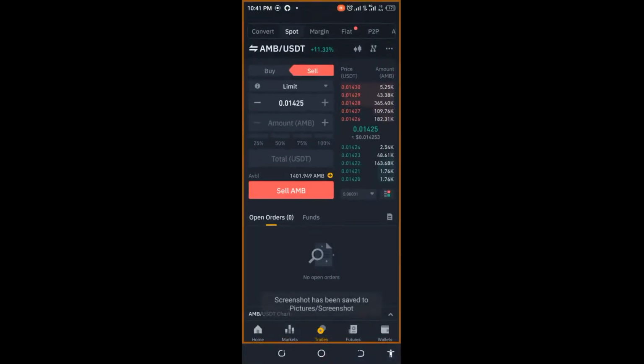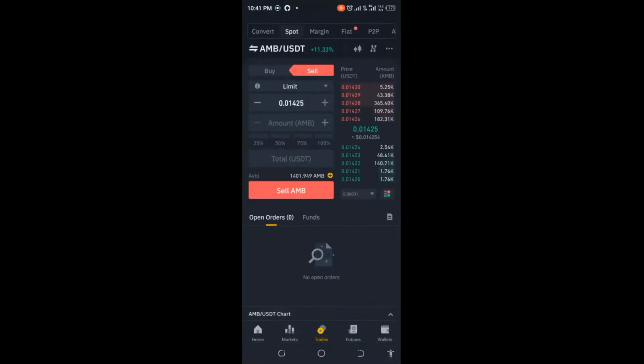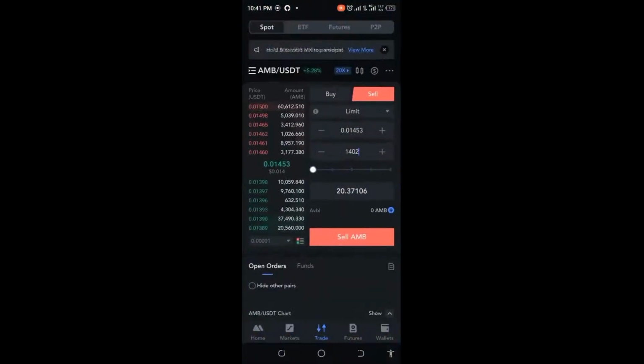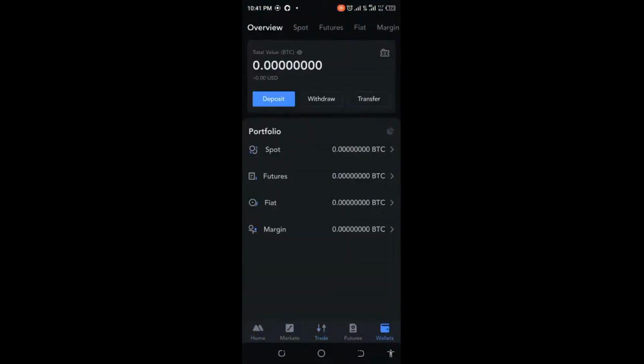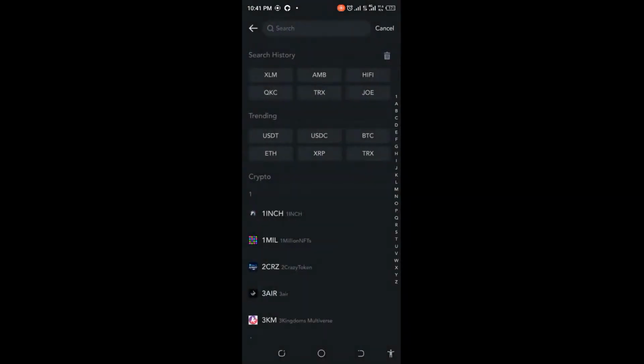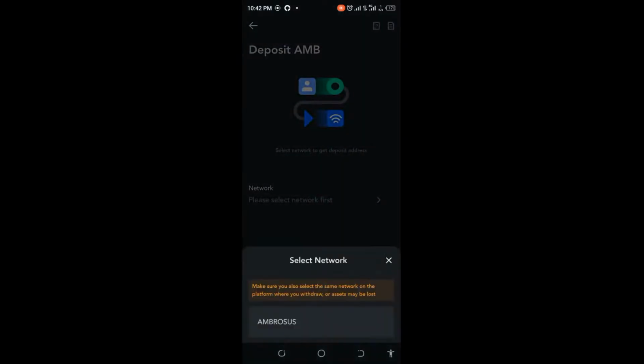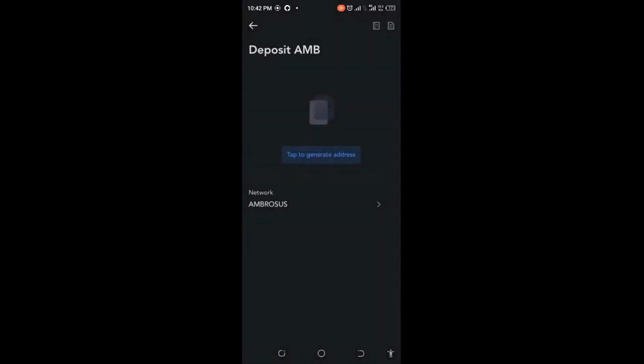Okay, let's go ahead and get this sent over to MEXC. For us to do that, we just need to get the deposit address from MEXC here. So we're depositing AMB, the name is Ambrosos. Okay, interesting. I just need to make sure that everything is the same.